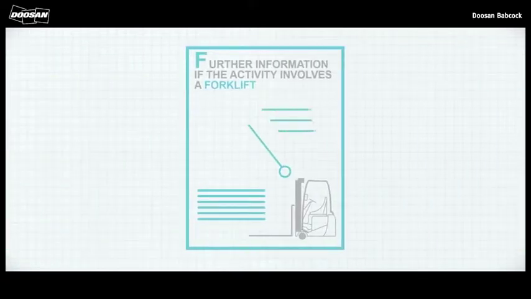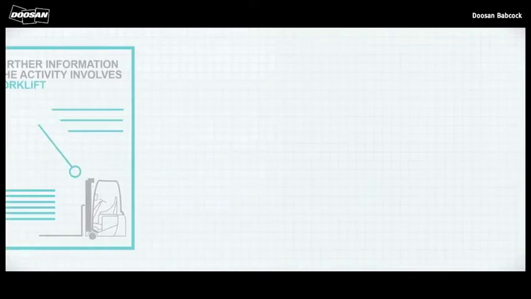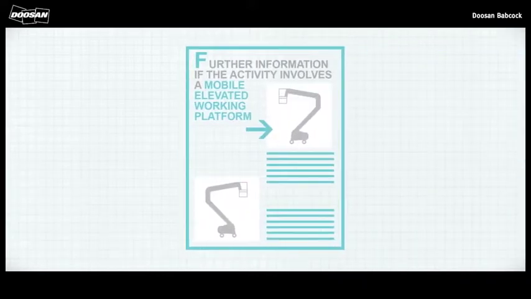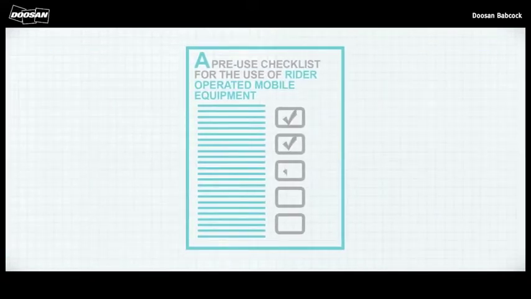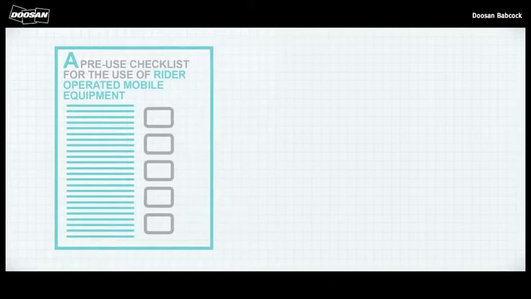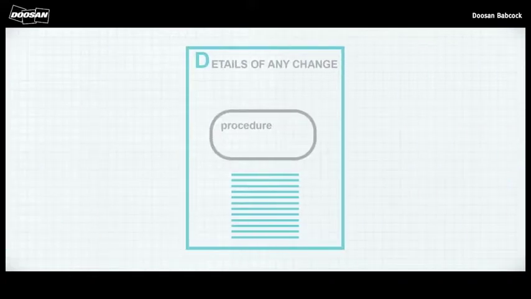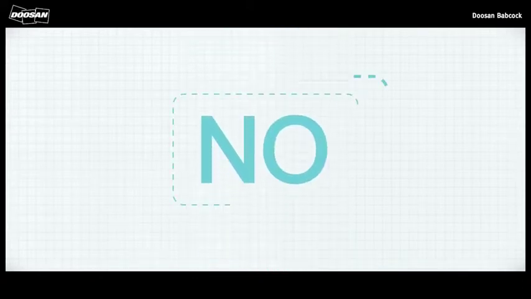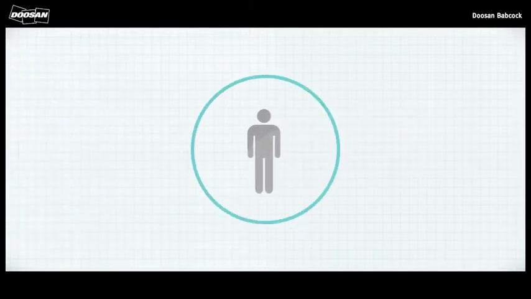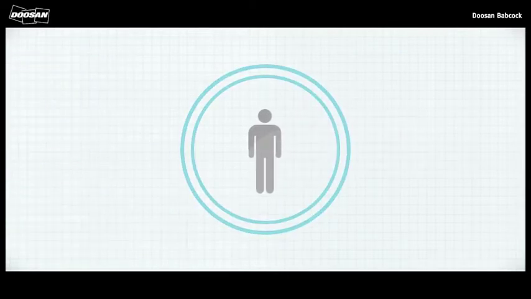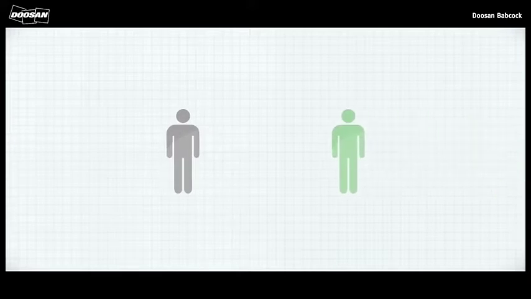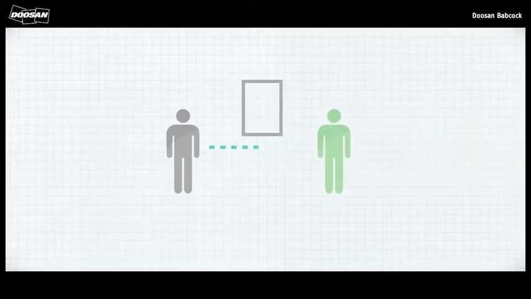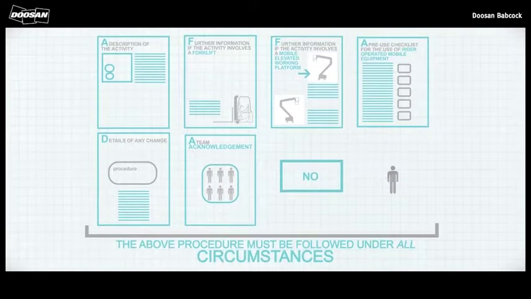Further information if the activity involves the use of a forklift. Further information if the activity involves the use of a mobile elevated working platform. A pre-use checklist for the use of rider-operated mobile equipment. Details of any change. A team acknowledgement. If the answer to any of the questions is no, then you must seek input from a competent and responsible person. Once the work party complete the Take 5, the supervisor should review and sign it off during active monitoring. The above procedure must be followed under all circumstances.